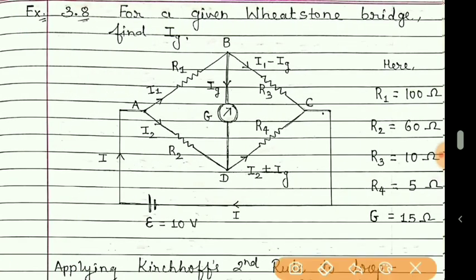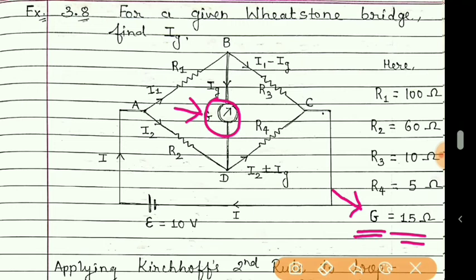The values of these resistors are given. I have taken the symbols R1, R2, R3, R4 for these resistors. This is not given in the figure of your textbook. I have written the values here. Students, here this galvanometer is an instrument to detect the current. Even it has some small resistance, so the resistance of the galvanometer is symbolically taken as capital G, and its value is also given.